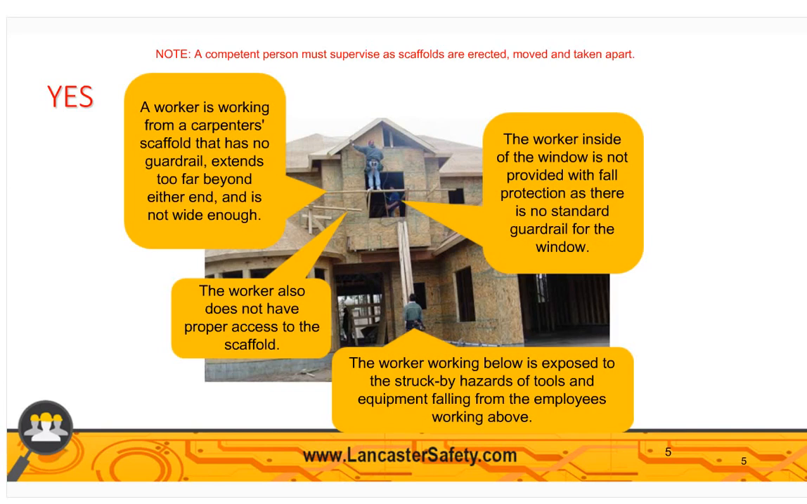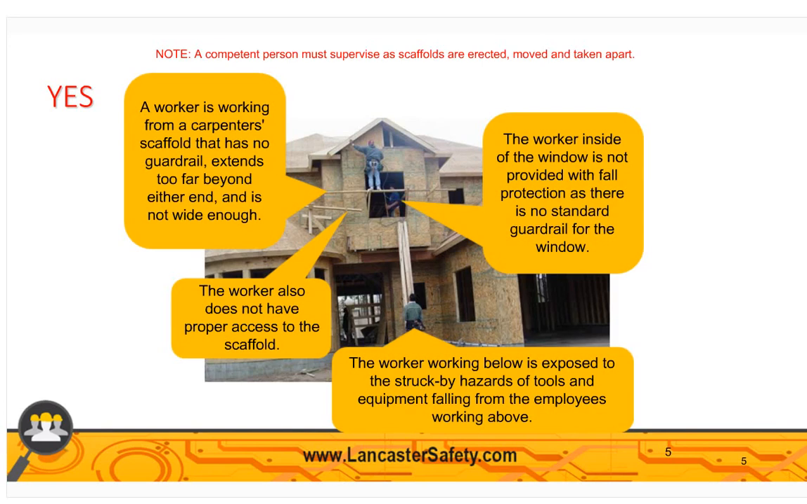We could also assume that this individual is above 10 feet, hence the lack of guardrail being a deficiency. Now let's move to the worker that's inside the window. This individual, again, we could assume is higher than 6 or more feet above a lower level, in which case the window opening poses a significant fall hazard. Typically in this case, standard guardrail would be applied to cover that window opening off.